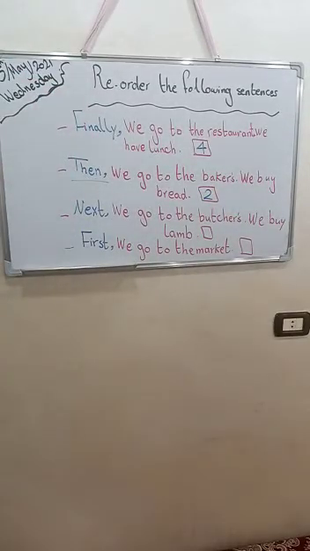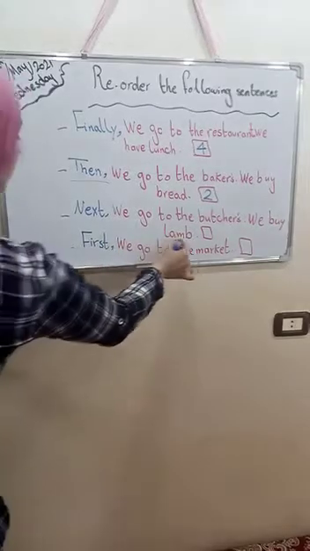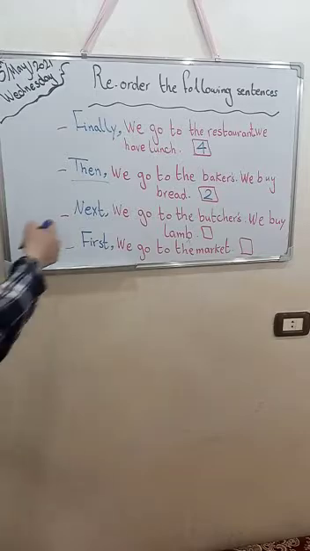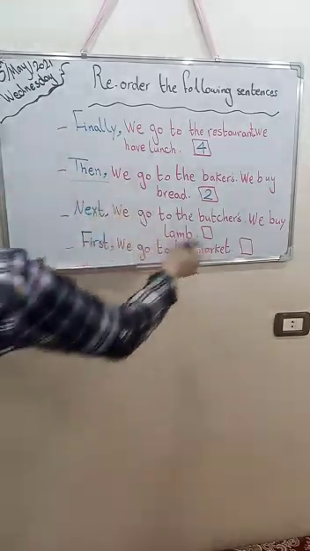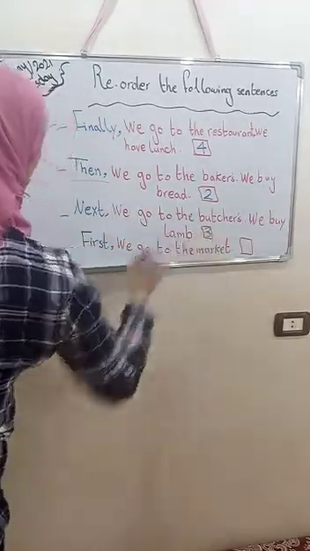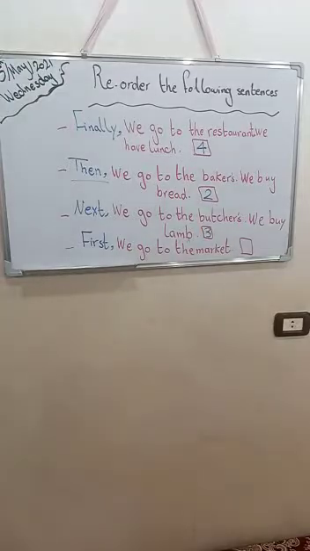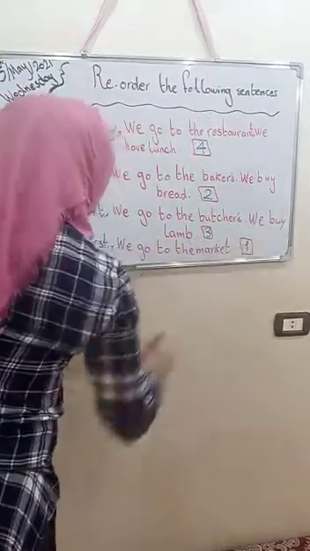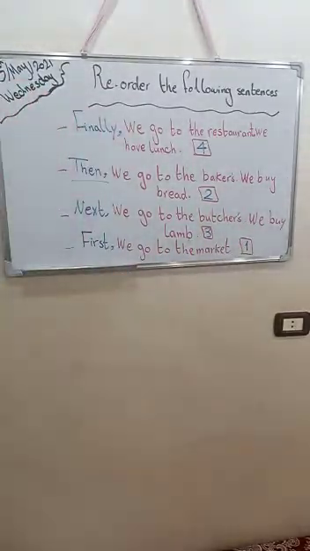Next, we go to the butcher's. We buy lamb. Okay? So next we use it with the third step. So you have to write here number 3. And first, the first step, we go to the market. So here number 1.